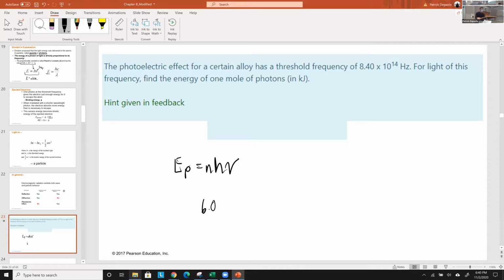So I have, this is just 1 mole of photons, all right, so N is equal to 6.022 times 10 to the 23rd. Planck's constant, who can tell me Planck's constant? Good, 6.6, oh, I wrote it wrong.